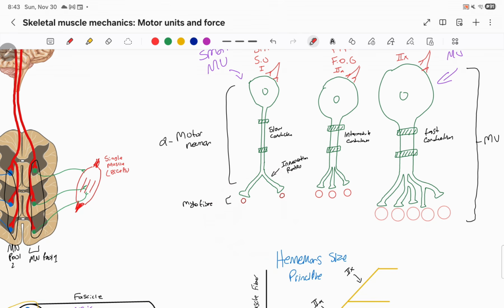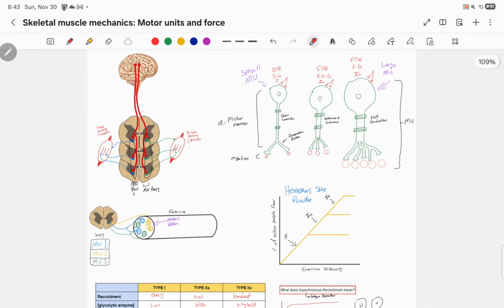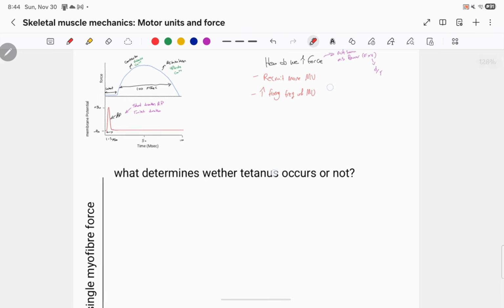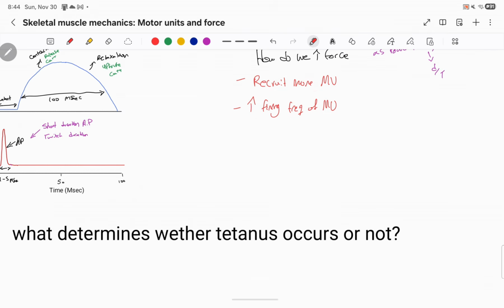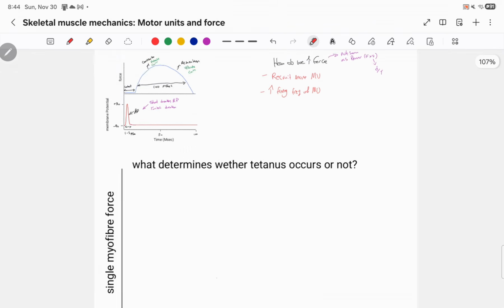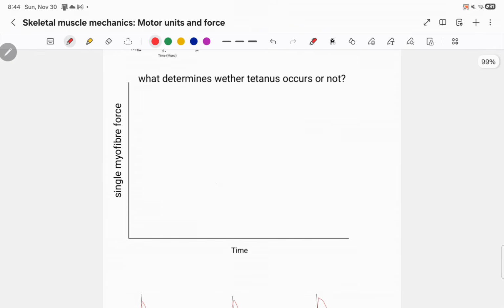Remember we said that when a motor neuron fires, all of the myofibers it innervates are going to contract. And so the way we can affect the force production of these myofibers is by launching more action potentials in this motor neuron. That would be written as increasing firing frequency of a motor unit. What does this look like? Let's take a look at it on this graph. If I have a single myofiber's force over time, let's just say in some unknown unit of time.